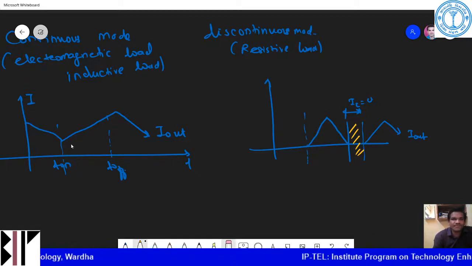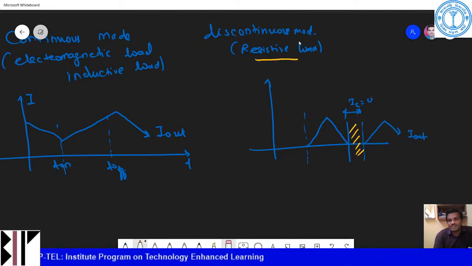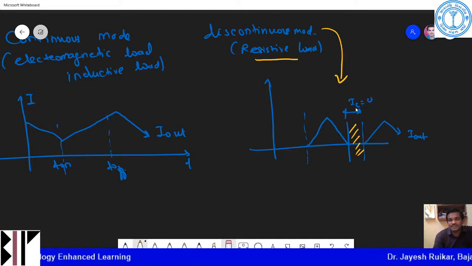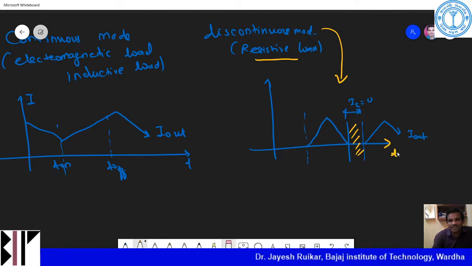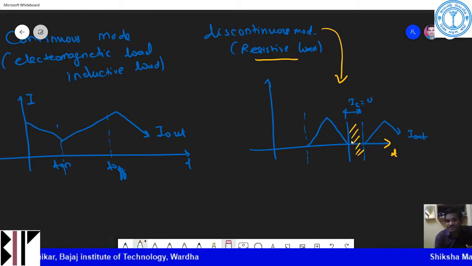Whatever we have defined here for the T on and T off period will be the same. Only the case is that our load is resistive, so we can go for discontinuous mode. In discontinuous mode, at some instance of time your current will be zero. So even if there is no current for some time, if your load is a resistive load, then your DC-DC converter will work.